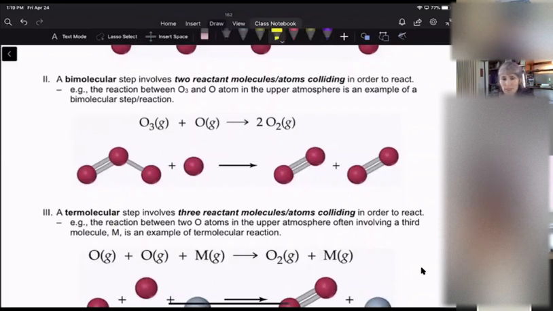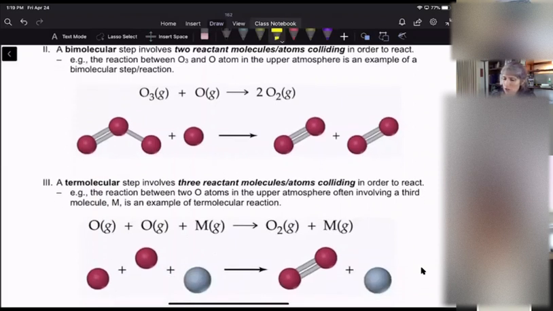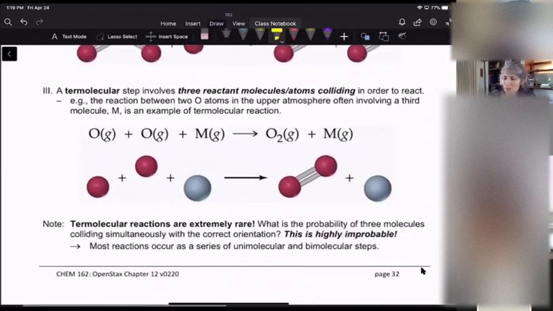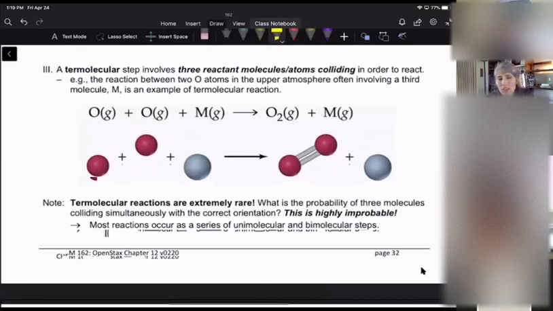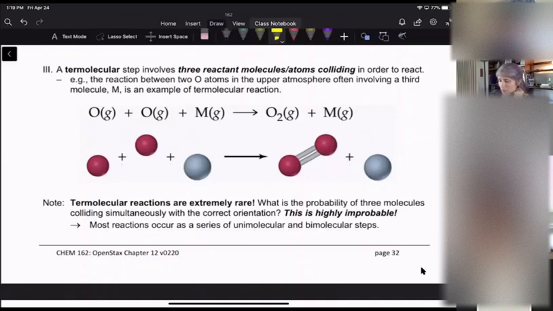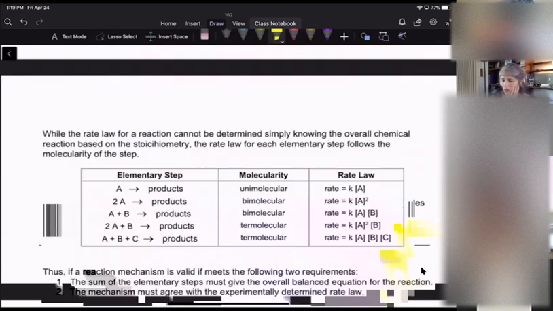So that would be two reactants colliding, bimolecular. Termolecular would be a three-body problem. There aren't that many reactions that happen in a reasonable time scale that are termolecular. It does happen some, but usually two come together and then the third one joins. They're usually at least a little bit separated in space. So this is highly improbable, but it does sometimes happen. But usually we'll be looking at unimolecular and bimolecular mechanisms.